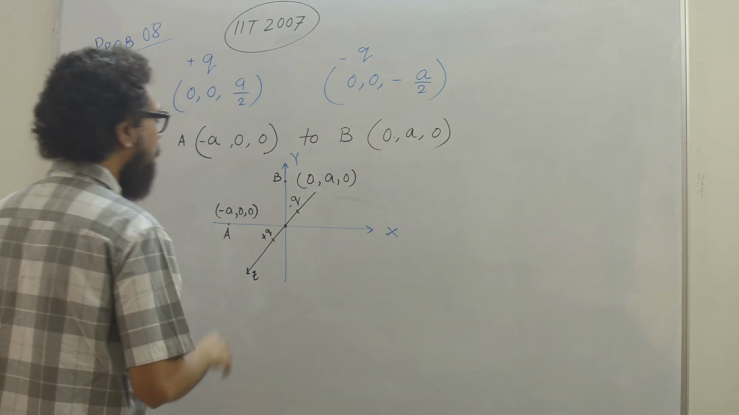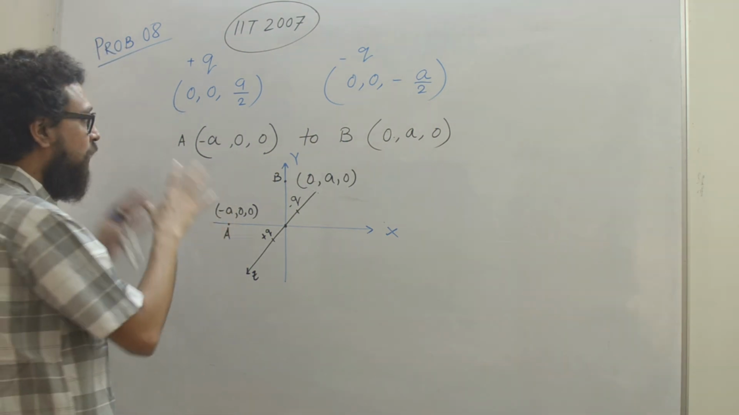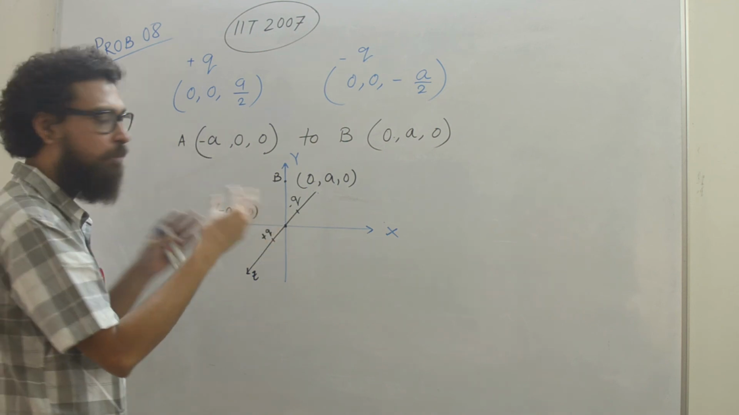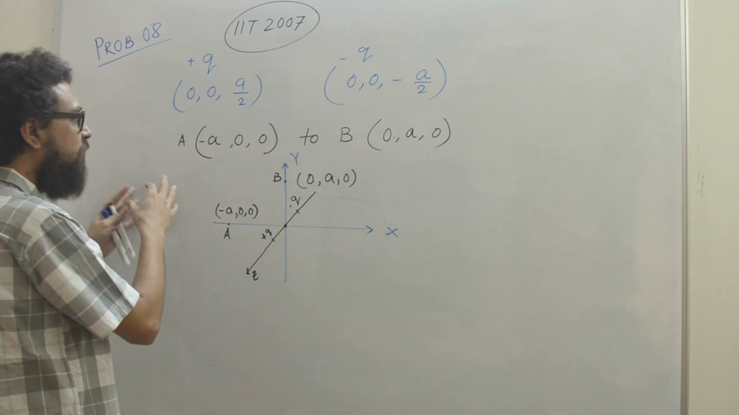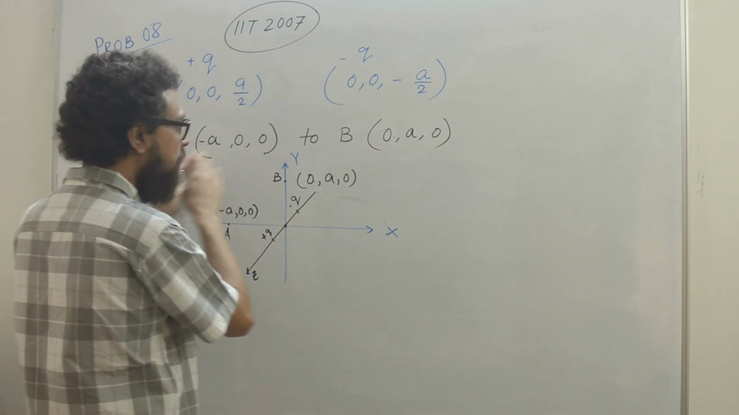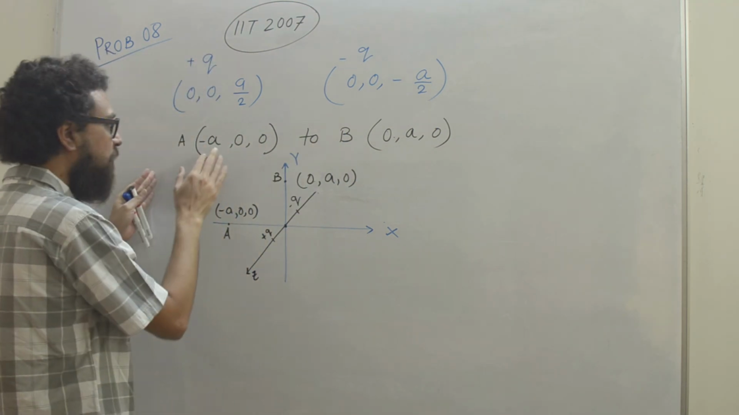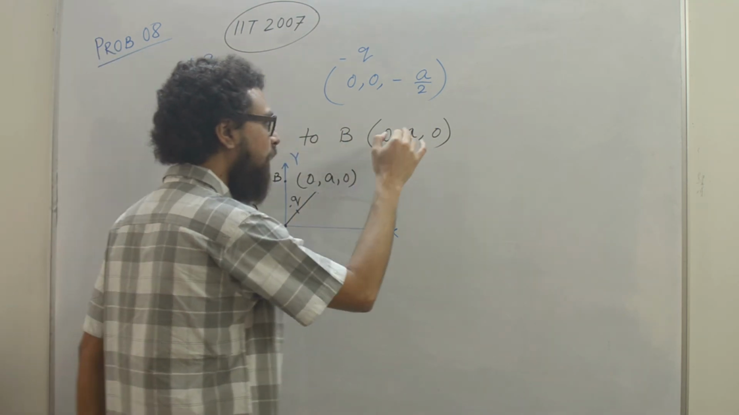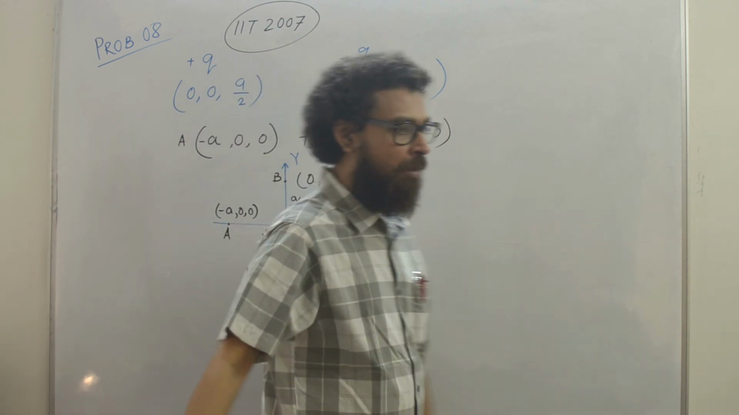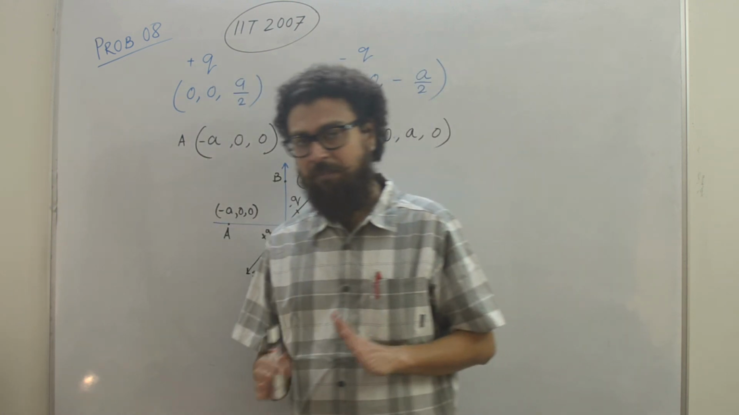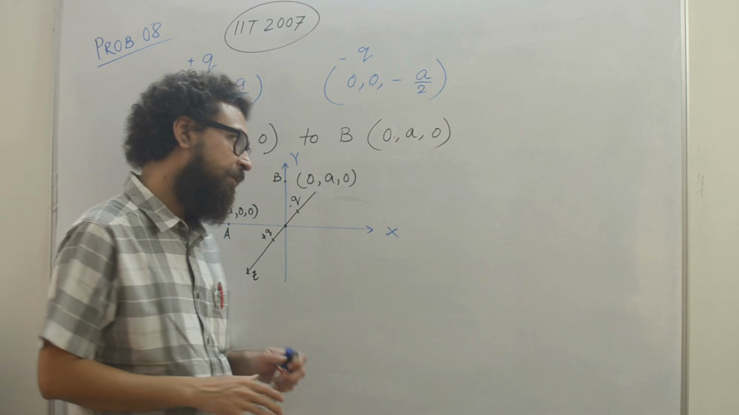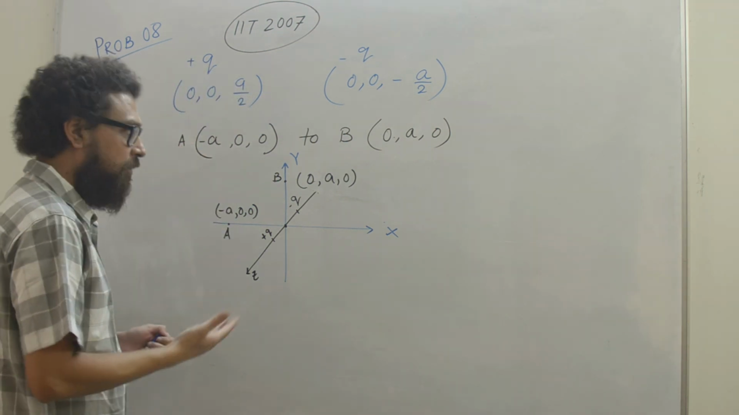Fine. What is the work done? They asked us: what is the work done when another charge, say capital Q, is moved from point A to point B, where point A is minus a, 0, 0, and point B is 0, a, 0. So this sum came in IIT JEE or JEE Advanced in 2007. We are just solving it.